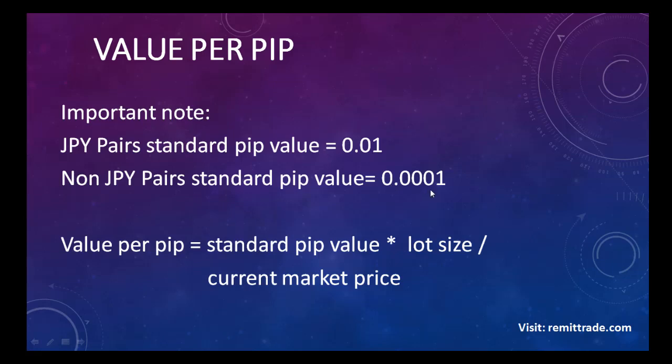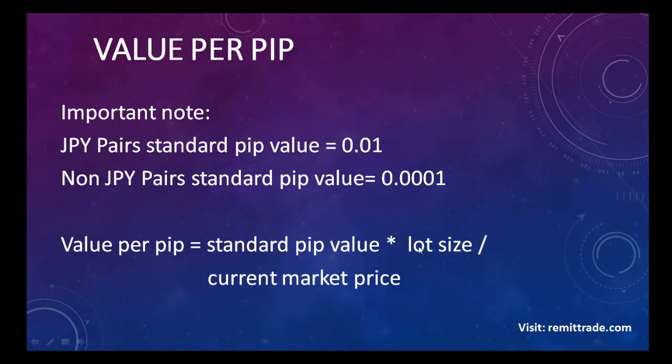Now, this 0.0001 is coming from the fact that when we're doing our PIP calculation, it starts from the 4th number after the decimal point. So you see in this case 1, 2, 3, 4, and this is where our PIP calculation is starting from. So you will always use this standard, 0.0001, when you're doing your PIP calculation for non-JPY pairs. It's as simple as that. So the formula for you to calculate your value per PIP is your standard PIP value, which is either this for non-JPY pairs and this for JPY pairs, times your lot size.